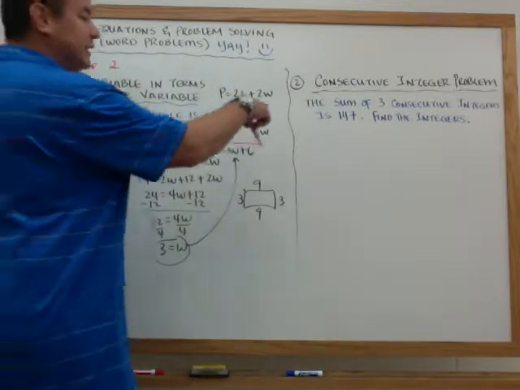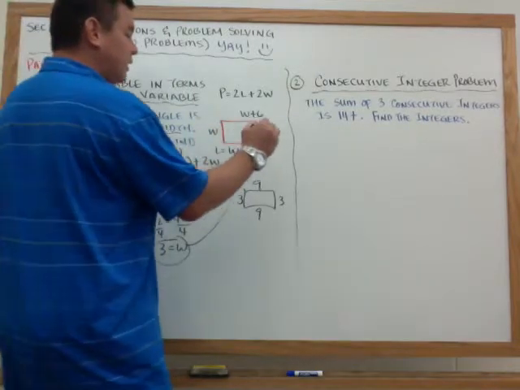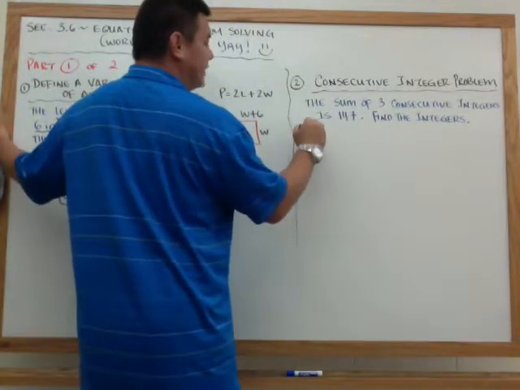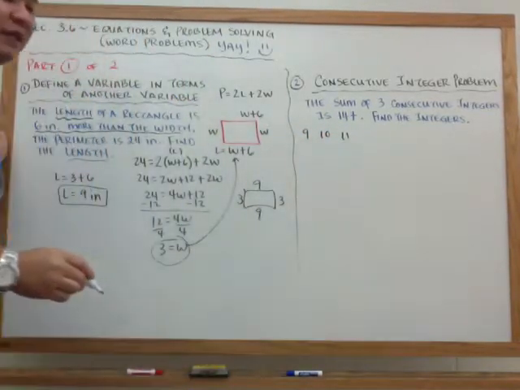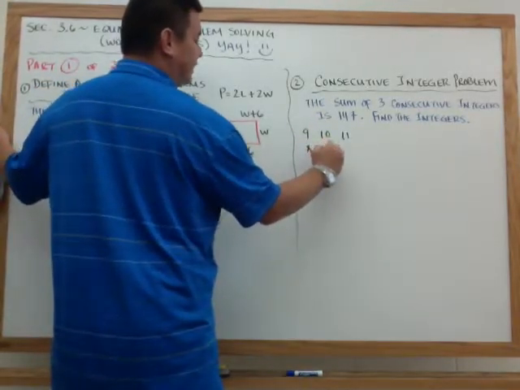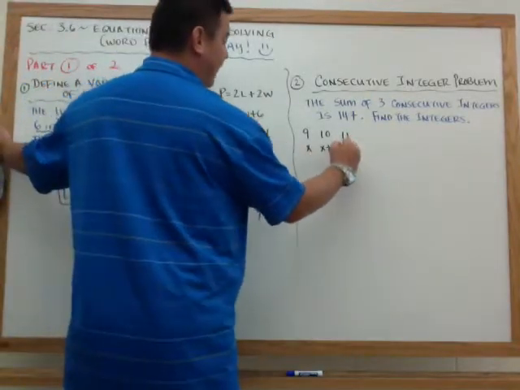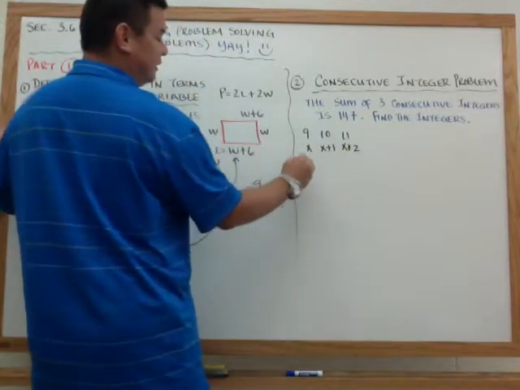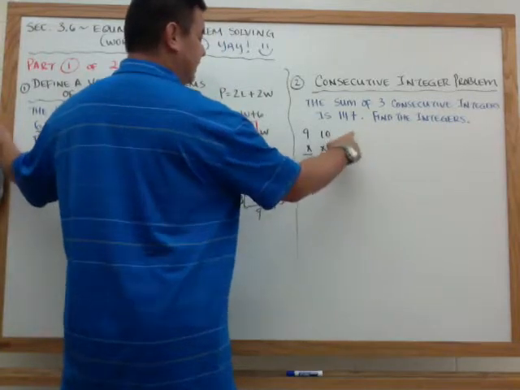The other type of problem is consecutive integer problems. The problem would say the sum of 3 consecutive integers is 147. Find the integers. I'll show you how the book does it, and I'll show you a shortcut. If I'm trying to find 3 consecutive integers, if I have 9, the next consecutive integer is 10, and the next one is 11. But if you put an x instead of 9, the next consecutive integer is x plus 1, and the next one after that would be x plus 2. So that's the first integer, that's the next consecutive one, and that's the next consecutive one.